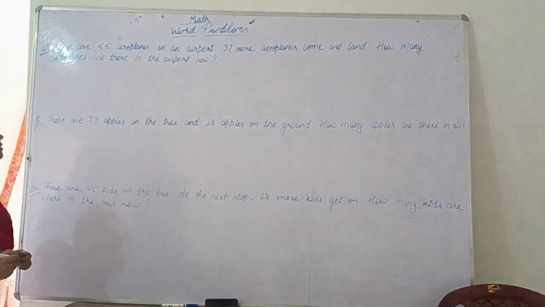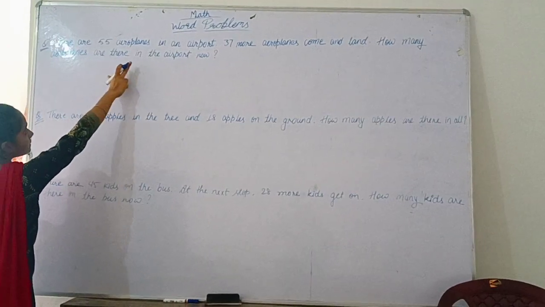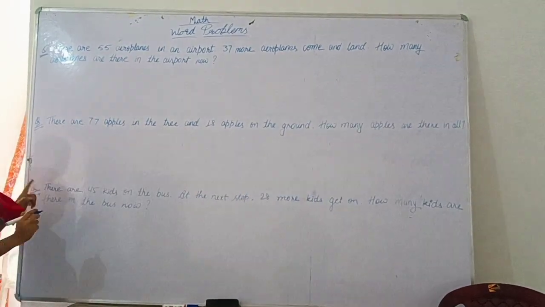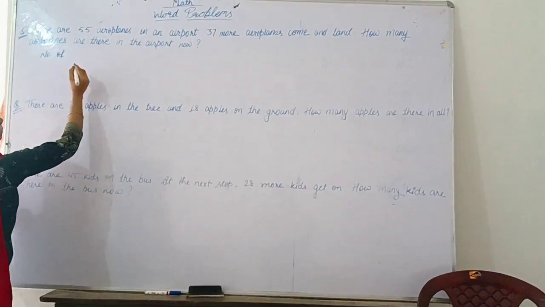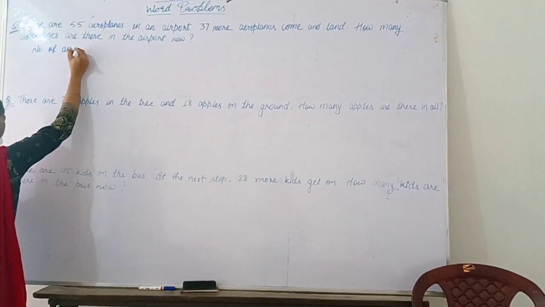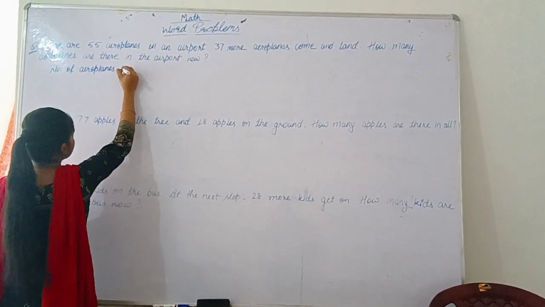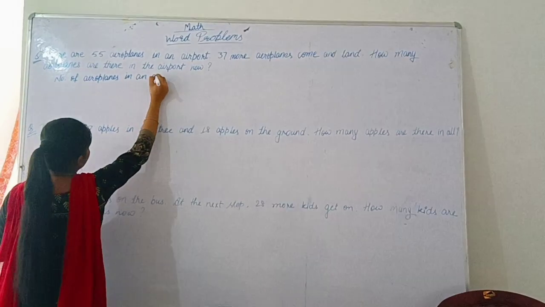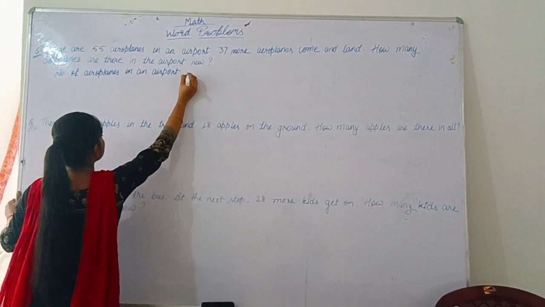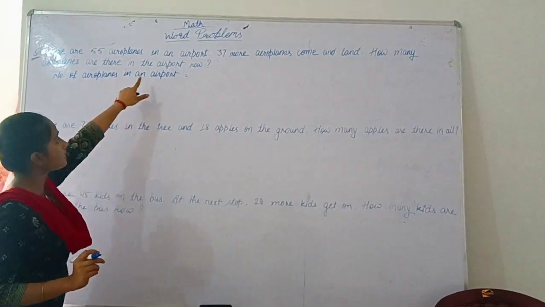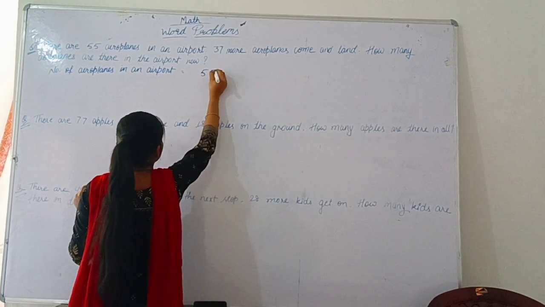So we write the first statement. There are 55 aeroplanes in an airport. The first statement is the number of aeroplanes. Where? In an airport. Then you tell me how many aeroplanes are in the airport? Then 55.